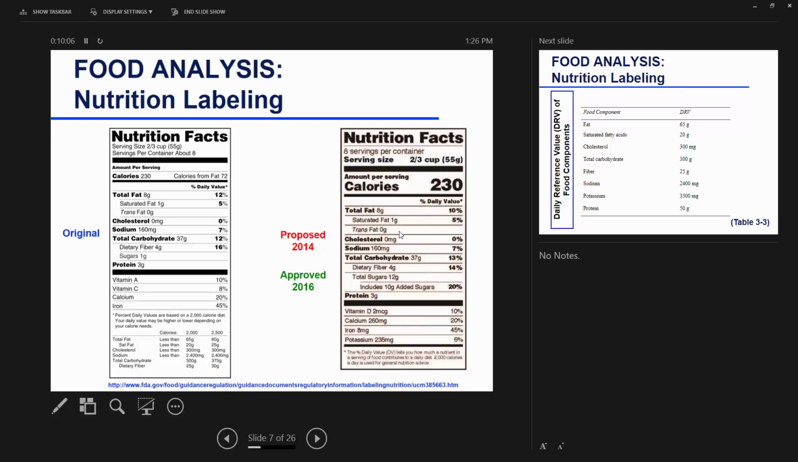One other important thing is potassium. Now, because of the health significance of potassium, it's added to the label. Okay? Everything else remains the same. You still have your saturated fat, your trans fat, your sodium.